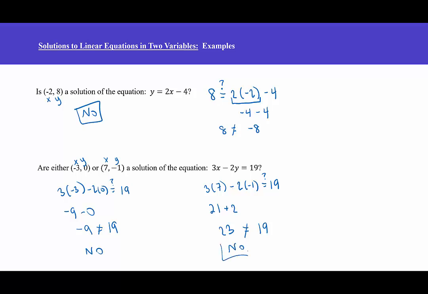So nothing worked out on this page. We were so close, though. If I had asked, is 7, -1 a solution, then we would have had our first yes. But I didn't, so we don't.